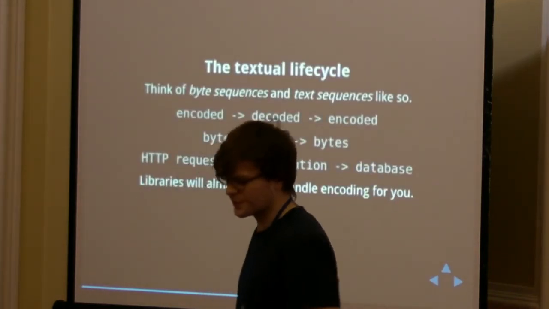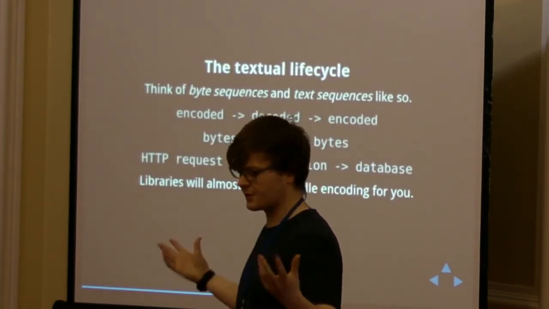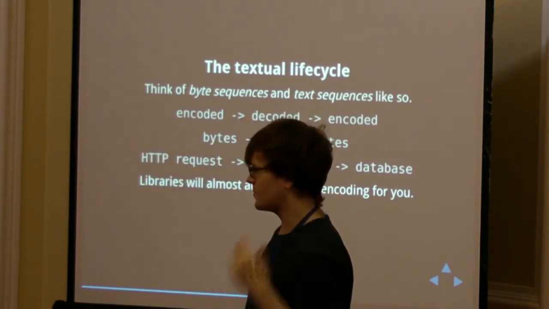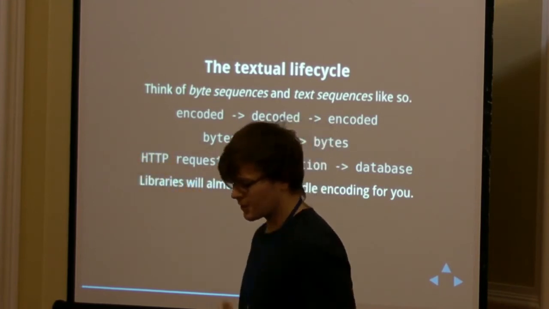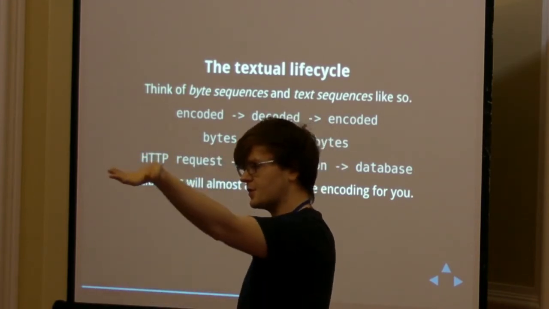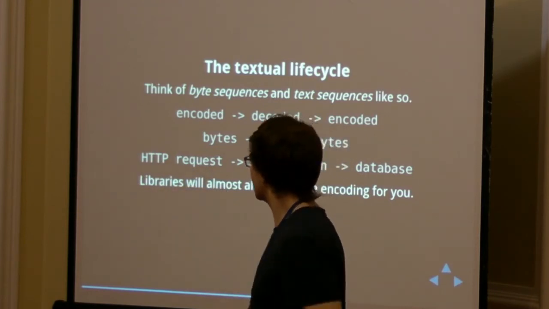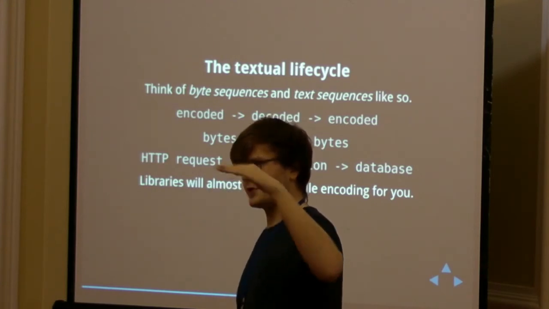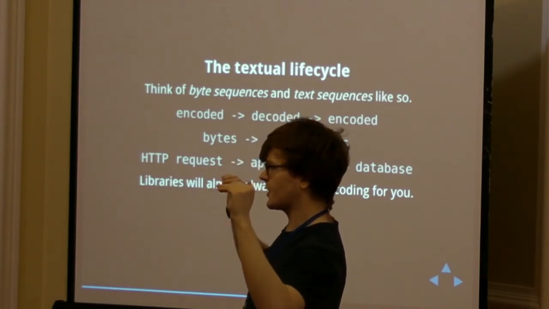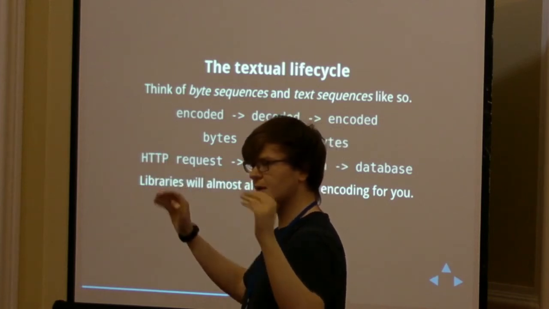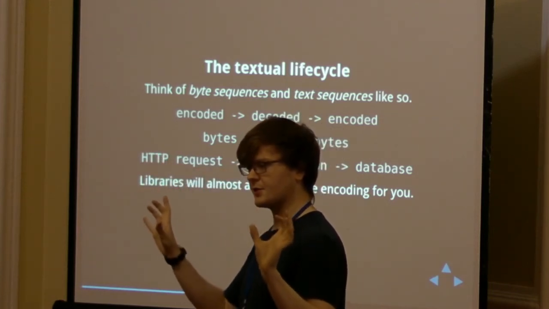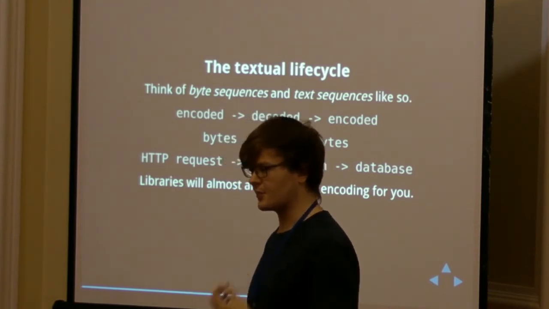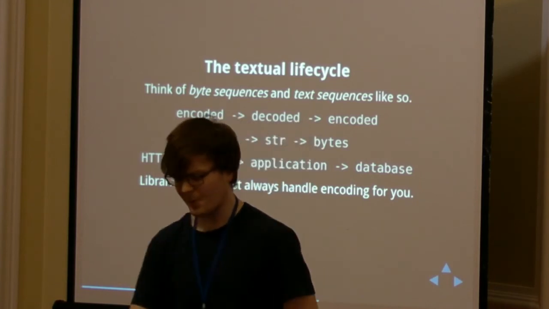An easy way I find to think about this is to think about bytes and text like this. So we have data that is encoded, and then it is decoded, and then encoded again. Or maybe bytes, and then str, and then bytes. Or at a very high level, an HTTP request is encoded, then your application software, and then a database. And often the libraries will handle this for you. So if you're using, say, Django, you'll have text in your view function. You'll have text going into your ORM and your database. And you might not have to handle encoding in those cases. You probably have to handle encoding issues with something more like CSV or Excel documents or anything like that. And there are problems with those.